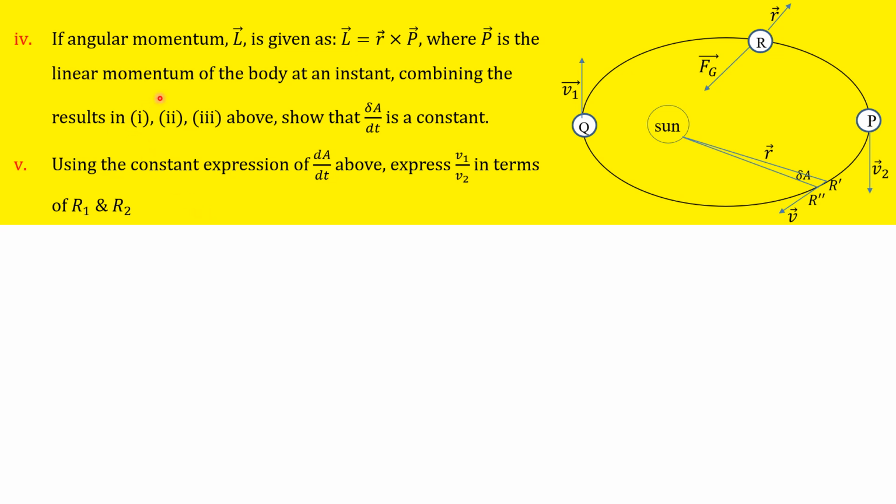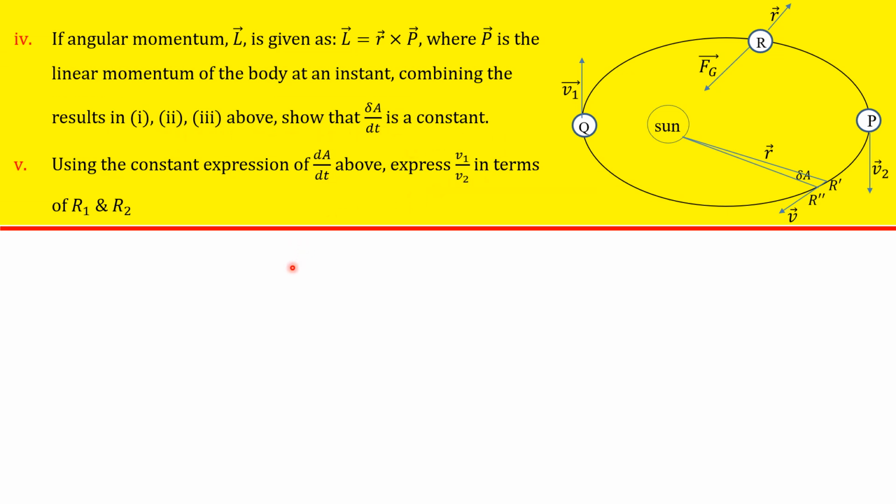Command force is, if angular momentum L is given as the position vector cross the linear momentum. The results in Roman 1, 2, and 3 above show that dA/dt is a constant. This is a very interesting part because we're using our dA from before, which is just half v delta t cross r vector. That's our dA from before.